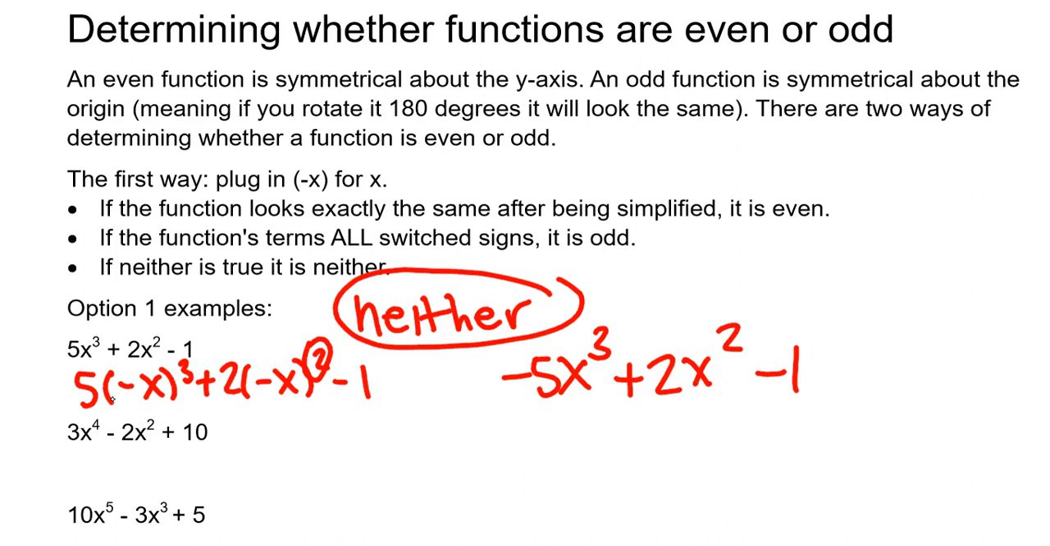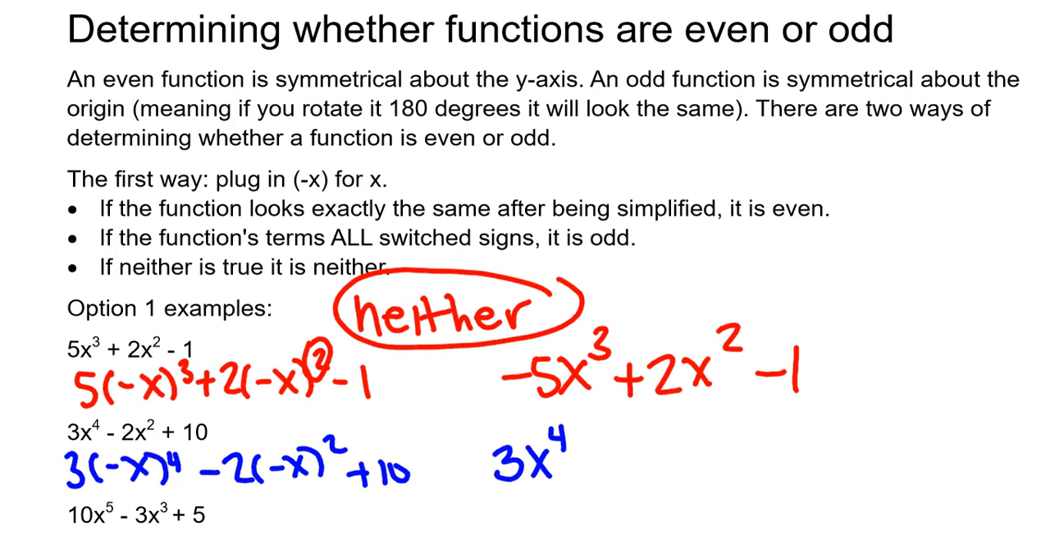Okay, so again with this one, we have 3 negative x to the 4th minus 2 negative x squared plus 10. Because a negative is being raised to an even power, the negative disappears. And if the negative disappears, that means that's going to become 3x to the 4th. Same thing with this one. Negative x squared would be positive x squared because negative x times negative x is positive x squared, which would be multiplied by -2, which would get us negative 2x squared. And then plus 10 doesn't have an x.